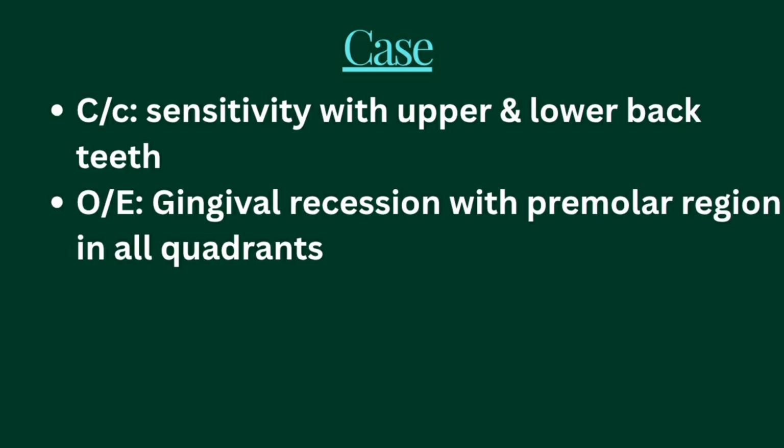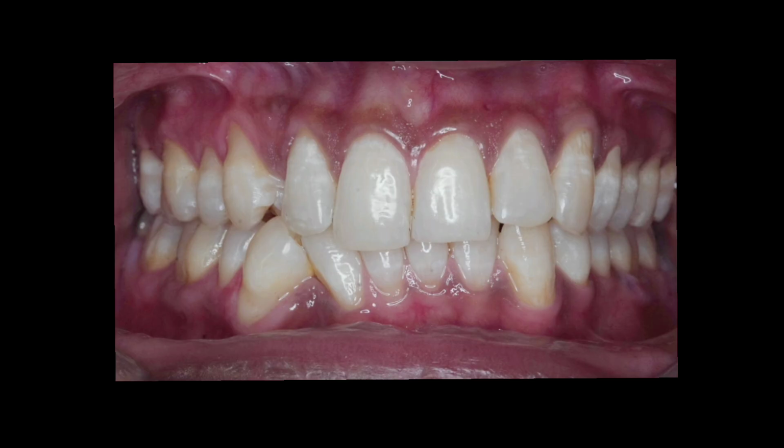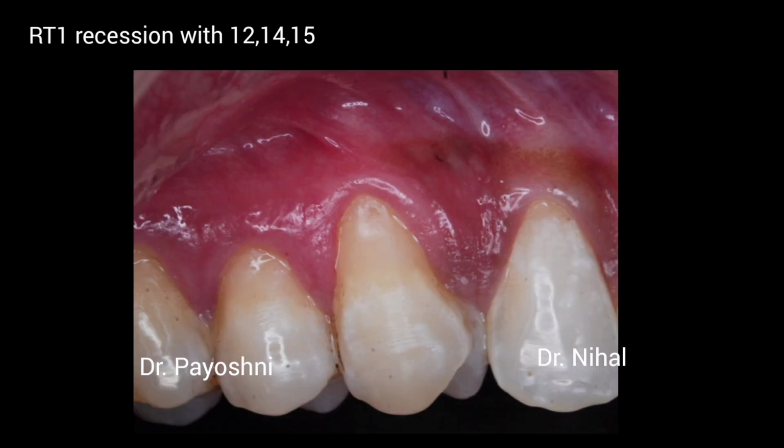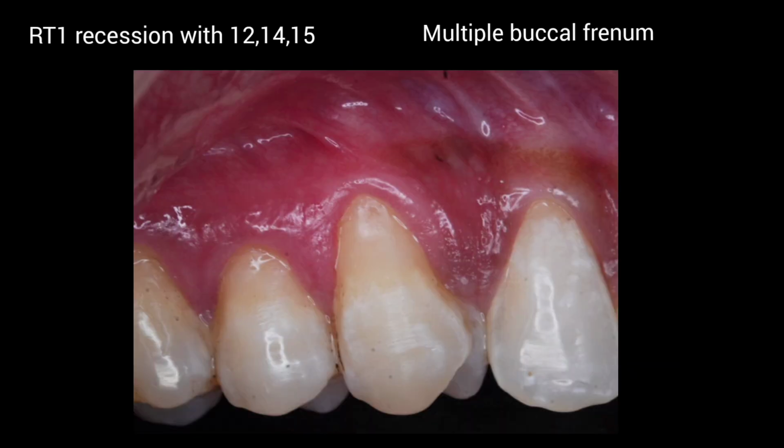A young male patient complains of sensitivity with upper and lower back teeth. On examination, there is gingival recession in the premolar area in almost all the quadrants. As you can see, there are buccally placed 1-4 and 4-4. There is slight malocclusion. The patient is not willing for further orthodontic treatment. Our focus is on the first quadrant since the patient complains of more sensitivity here.